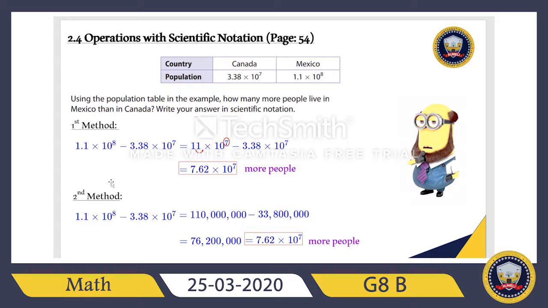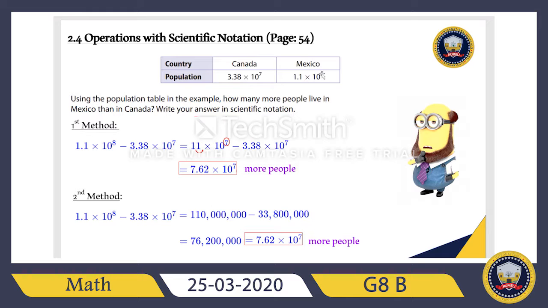Now, using this table here, I want to know how many more people are in Mexico than Canada. How can I find this number? It's the difference between Mexico and Canada. So population of Mexico minus the population of Canada. Let's do it from the first method.